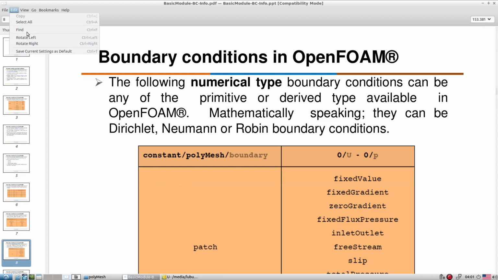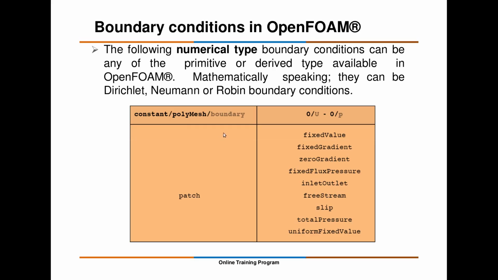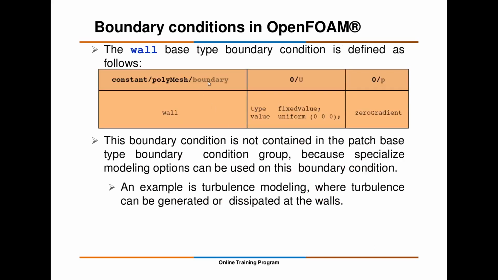So that is the difference between these two things. When we specify the wall, as I told you, for velocity we have fixed value. So type fixed value, you specify uniform 0, or for pressure you specify the gradient conditions. Like that, you can specify this class of conditions.